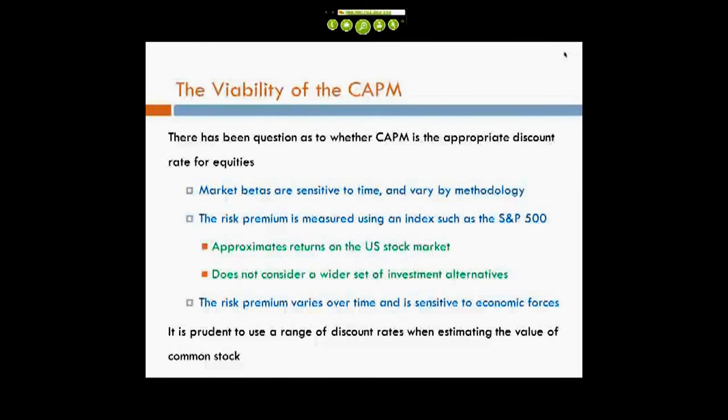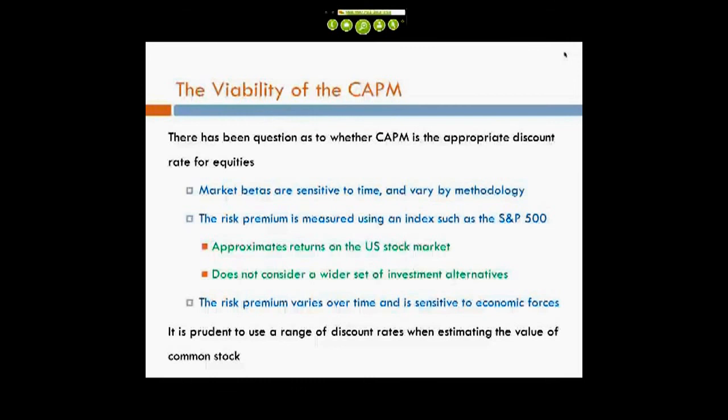It doesn't consider other alternative investments. Remember, this is what the investor needs to get as a return in order to invest in your company, but maybe real estate's a better investment. It doesn't have any thoughts about real estate. So it's imperfect. We'll talk about this when we get to actually doing our valuations.